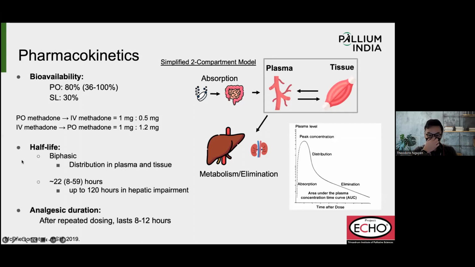So when we look at its half-life, because of that distribution that I talked about, it does have a biphasic distribution. So that does lead to a more extended half-life compared to other opioids. So it's not that it is an extended release formulation, but methadone in its chemical form has a long half-life. So typically we would estimate its half-life is around 22 hours, but it can vary anywhere from 8 to 59 hours, and can even take as long as 120 hours in hepatic impairment. And one key thing is, despite it having a long half-life, when we're using it for its analgesic benefits, with repeated dosing, we find that the analgesic benefits can last anywhere from 8 to 12 hours.